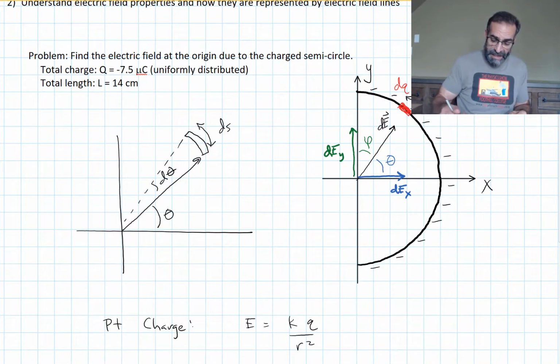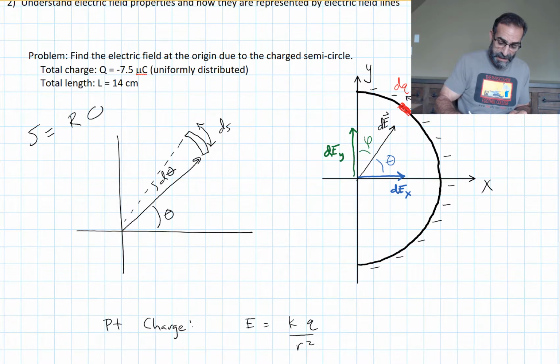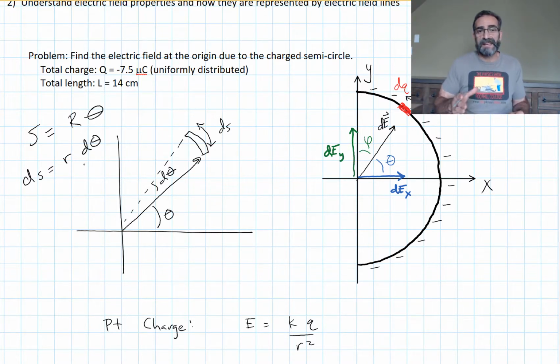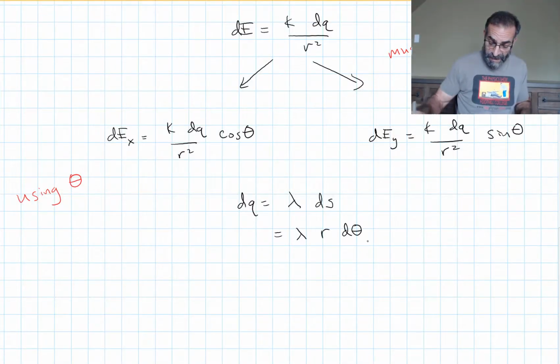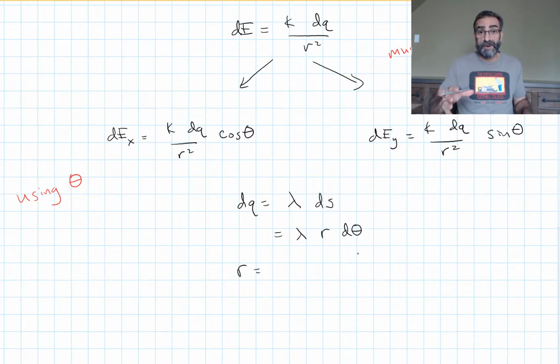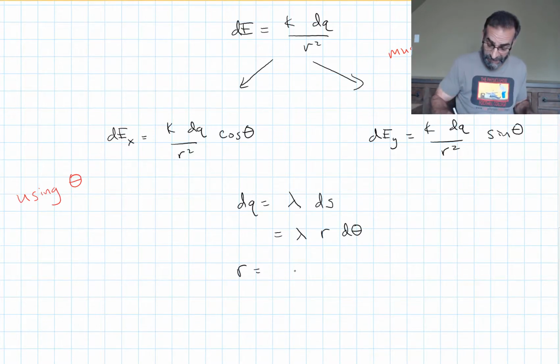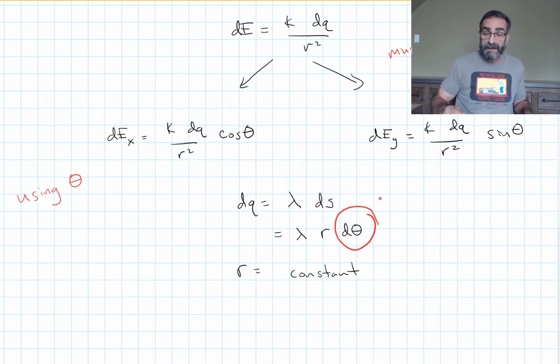And if you're in radians, the arc length is equal to the radius times the angle, or in our case, ds is r d theta, if you're in radians. So ds becomes r d theta. R, on a circular arc length, where our point of interest is the center of curvature, is a constant. And this tells me my variable that I'm integrating over is going to be theta. So I want to get everything in terms of theta.